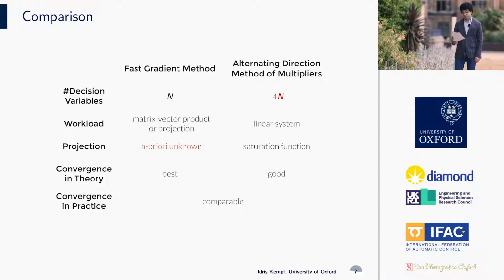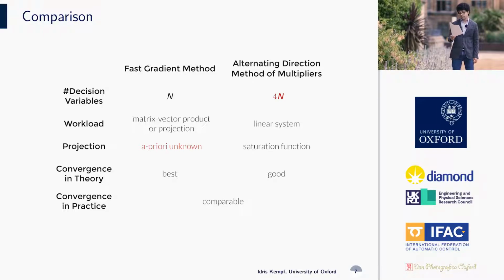Due to the introduction of auxiliary and dual variables, the number of decision variables for our particular constraint set is 4 times larger for the ADMM algorithm. Implemented on an embedded system, where memory accesses usually represent a bottleneck and where only limited resources are available, this might pose a problem. The main workload for ADMM is finding a solution to the linear system, and it's a step which is usually hard to parallelize.